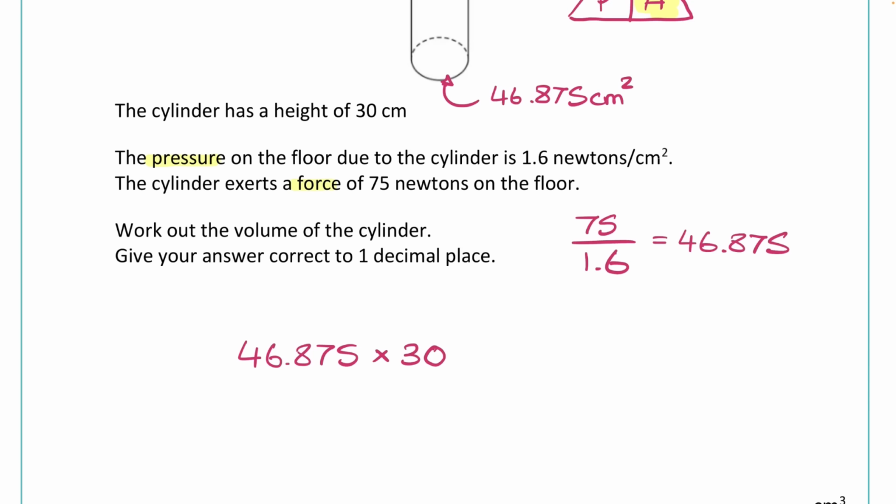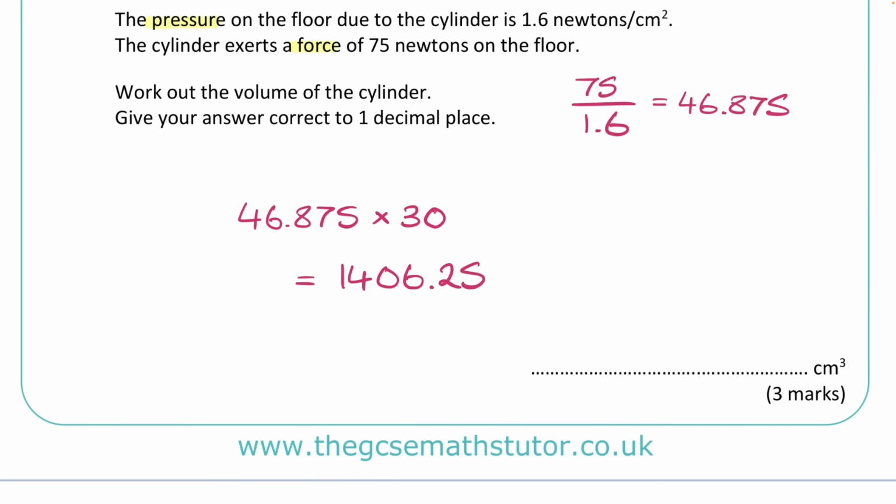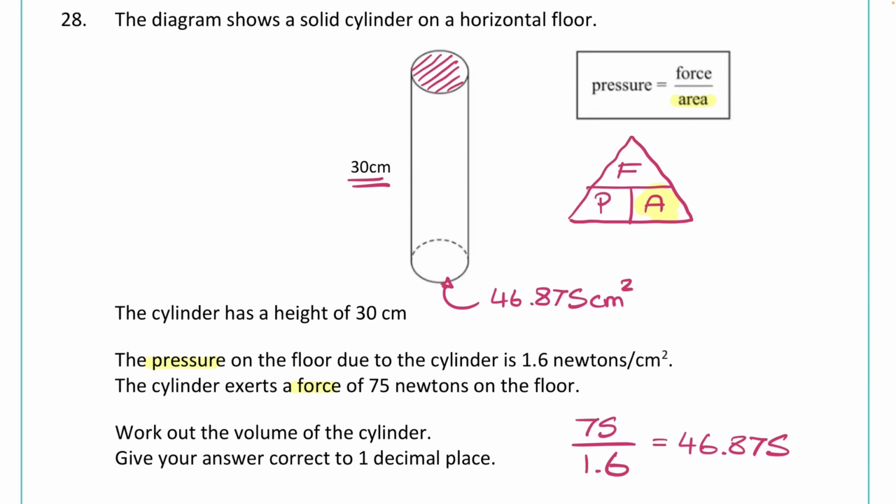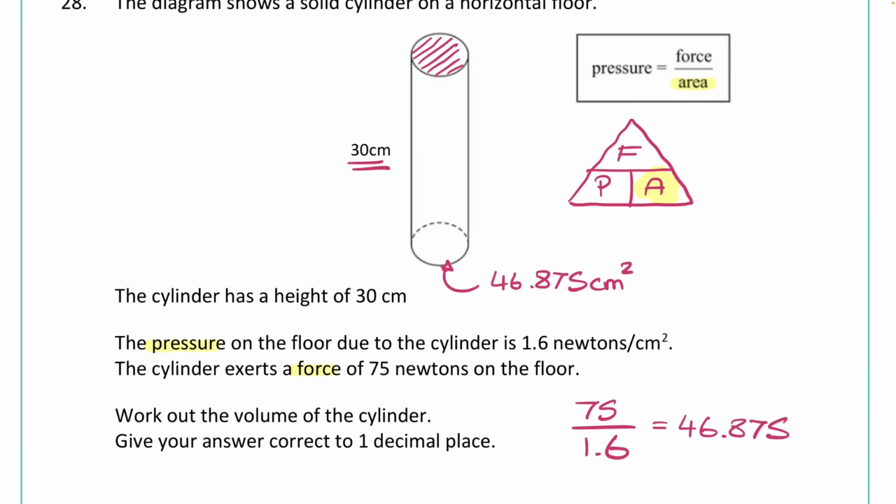We can do that on the calculator, times by 30, and that gives us a volume which comes out as 1,406.25. Now we want that to one decimal place, so that'll be 1,406, and the 2 rounds up to a 3. So there's our final answer, 1,406.3, and that's a volume, so it's in centimetres cubed. So that is volume of a cylinder, but also dealing with some pressure, force and area.